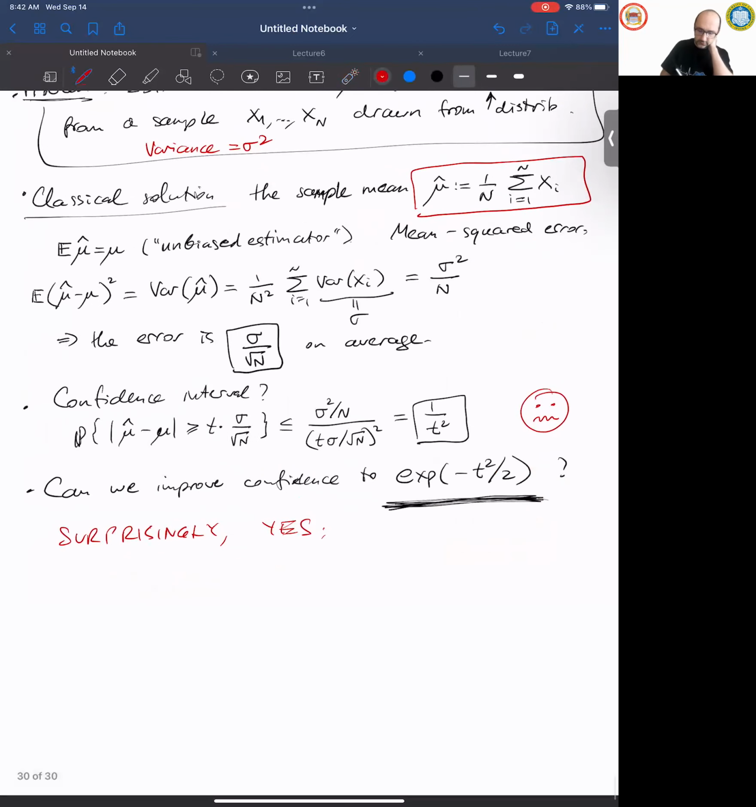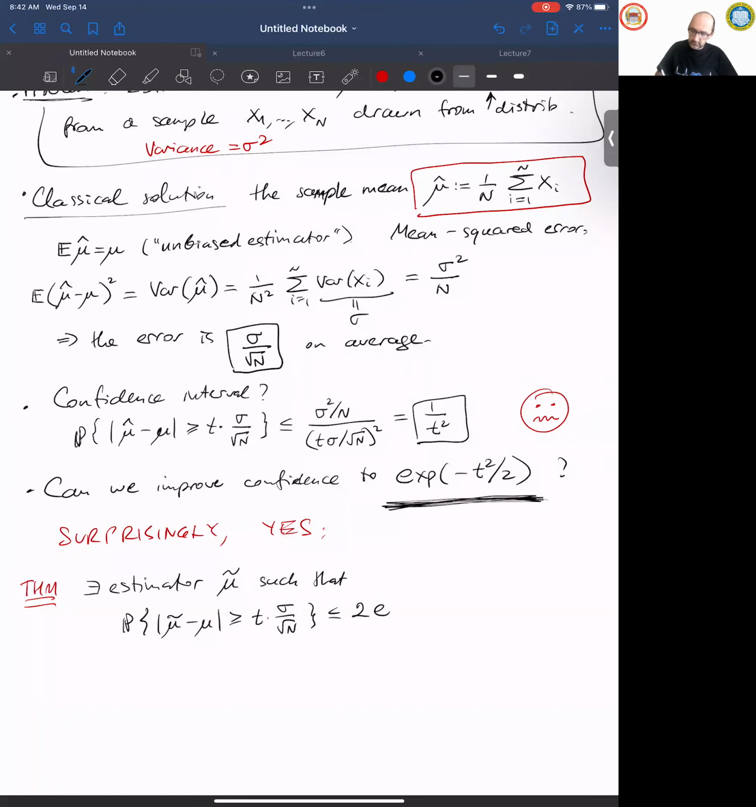Okay, so here's a theorem. And we will prove there exists an estimator mu hat, mu tilde. It's not going to be the sample mean. Sample mean is bad. Something else, with a surprisingly tight confidence interval. t sigma over root n, same thing.